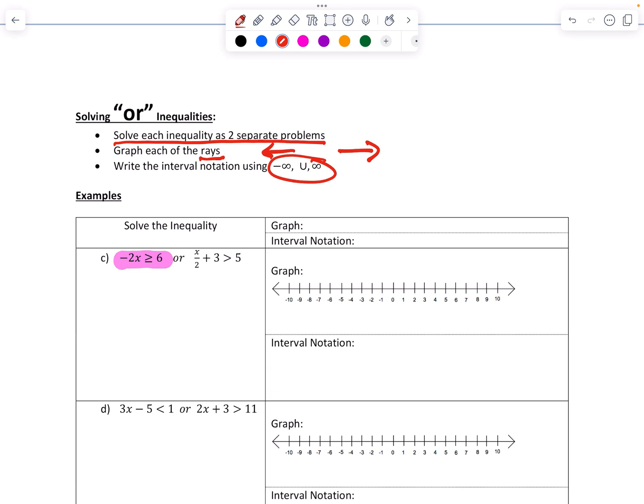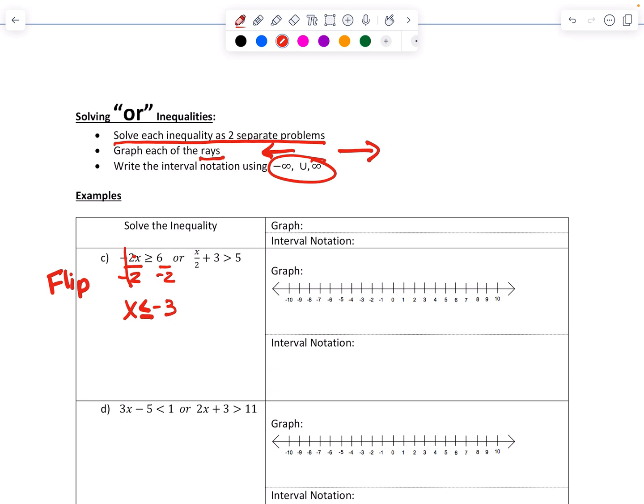Okay, so I want to get rid of that negative 2. Right now the negative 2 is being multiplied by x. So the opposite of multiplying by x would be to divide by negative 2. Divide both sides by negative 2. This will reduce down to just 1x. 6 divided by negative 2 is negative 3. Okay, now because I divided by a negative number, flip the direction of your inequality. So this will become less than or equal to.